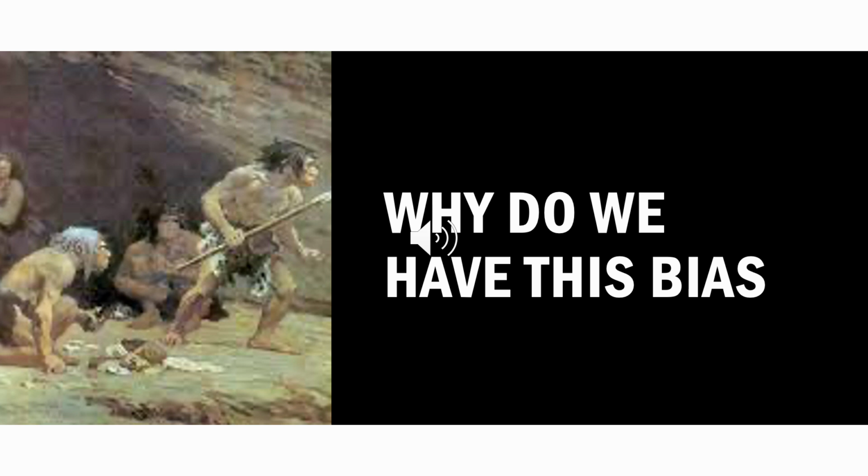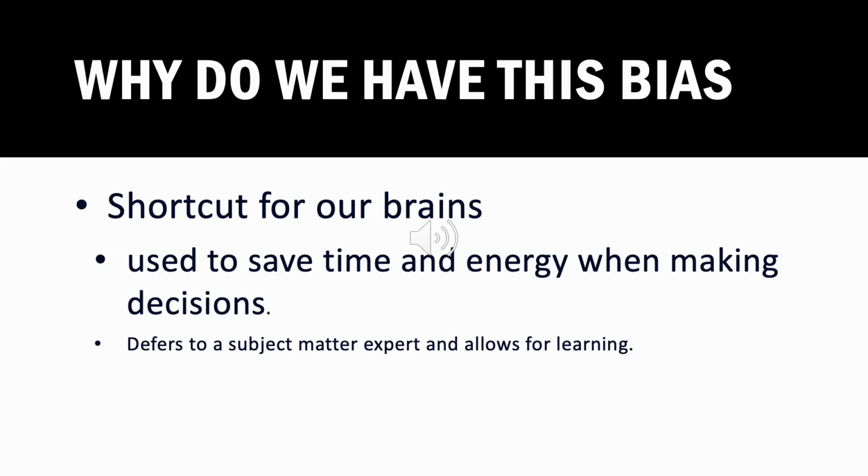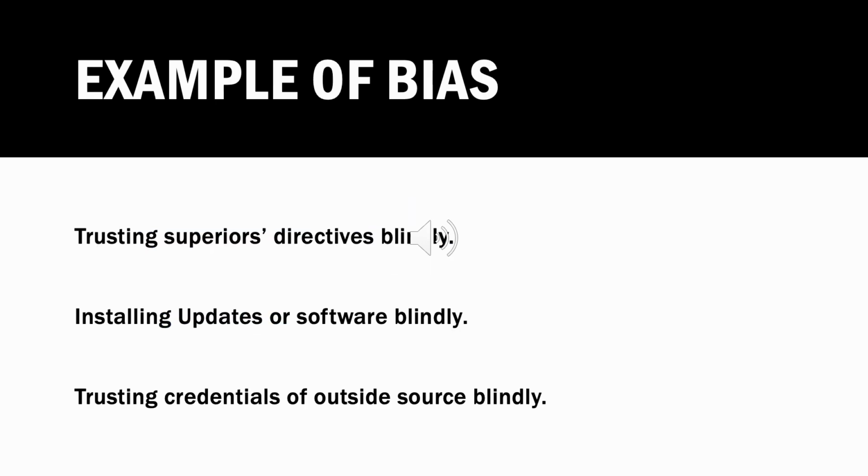So why do we have this bias? Evolution says that if we possess something in mass, well, then it must be useful in some ways. What most evolutionary psychologists point out is that it's really a shortcut for our brains, and in that way we can save time and energy when making decisions by relying on an authority figure instead. Now, another thing that some have pointed to is that you're deferring to a subject matter expert who has the confidence and seems to have knowledge of their position, and therefore it optimizes learning in our society. So now we have a little bit of a better understanding of what this bias is.